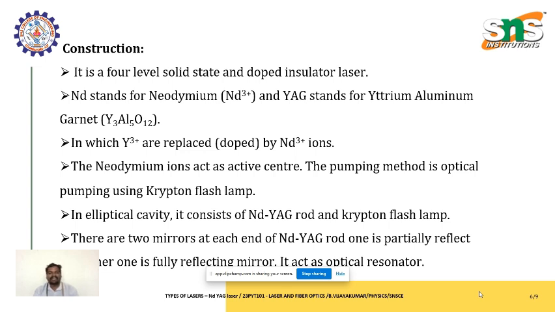In the elliptical cavity, it consists of the Nd-YAG rod and the krypton flash lamp. There are two mirrors at each end of the Nd-YAG rod. One is a partially reflecting mirror and the other is a fully reflecting mirror. They act as the optical resonator.